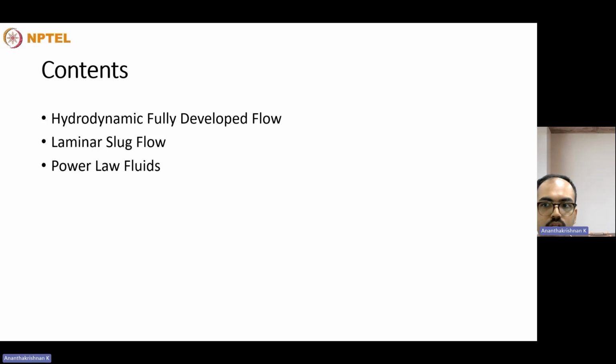So n equal to 1 corresponds to a Newtonian fluid, and for uniform wall temperature, it will be 3.66. Correspondingly, the value for a slug flow, when n is equal to infinity, it will be nearby 5.66, I guess.